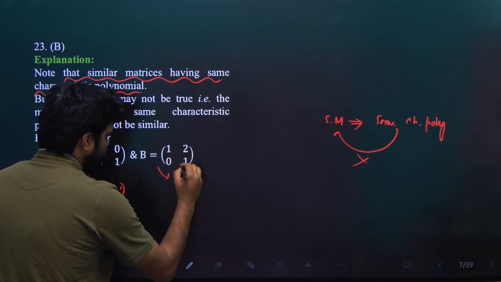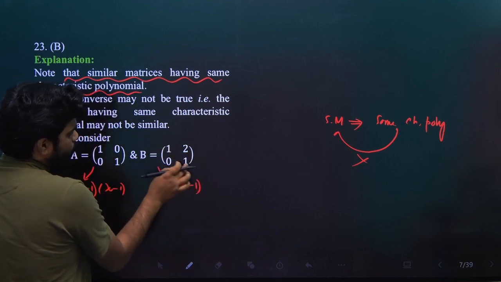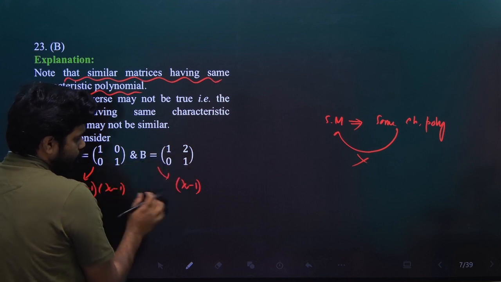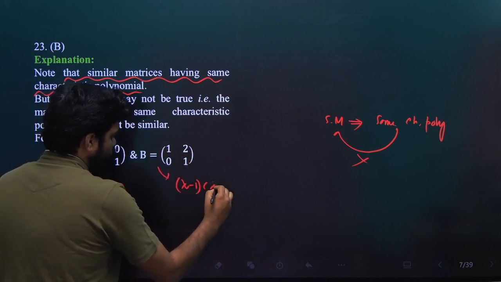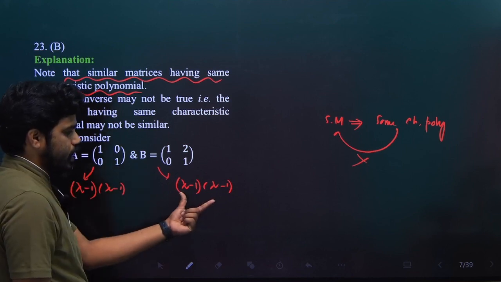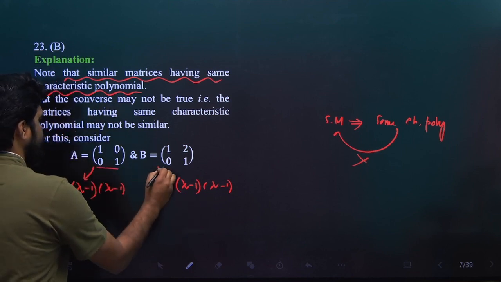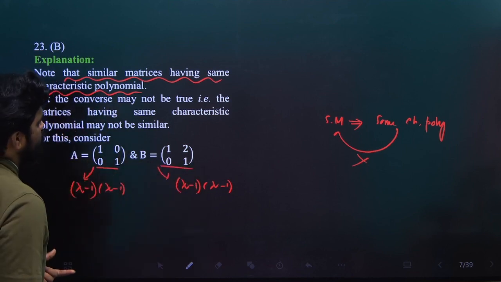That is lambda minus 1. What will the eigenvalues be? For an upper triangular matrix, the eigenvalues are 1, 1. So what is the characteristic polynomial? Lambda minus 1 into lambda minus 1. So this is the characteristic polynomial. But these two matrices are not similar.